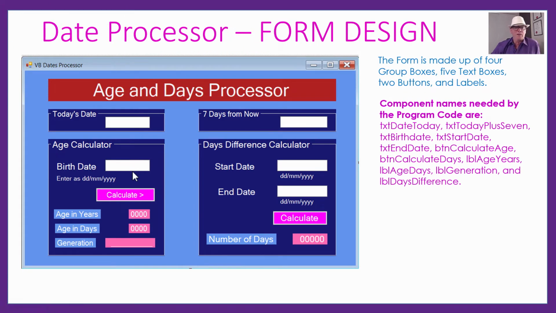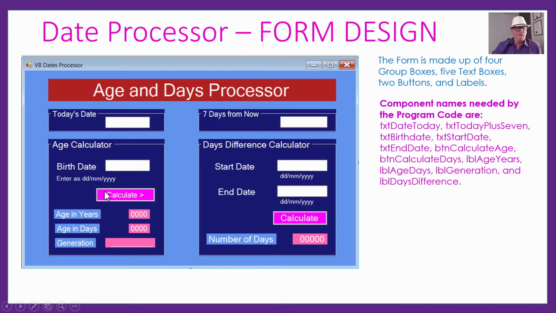Now, some of these will need special names, like this one is called txtDateToday, although you could have made that a label if you wanted to, so that people couldn't change it, but it's txtDateToday. txtTodayPlus7, we've got our txtBirthDate where they're entering their birth date, a txtStartDate, txtEndDate. So those 5 white boxes there are all text boxes.